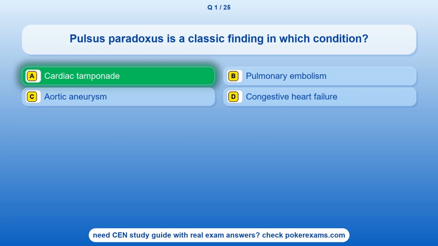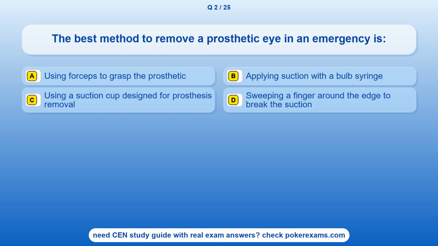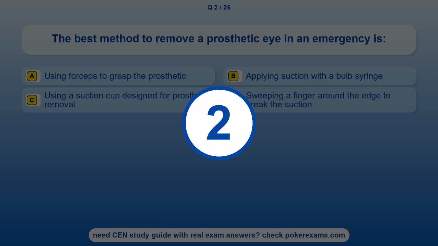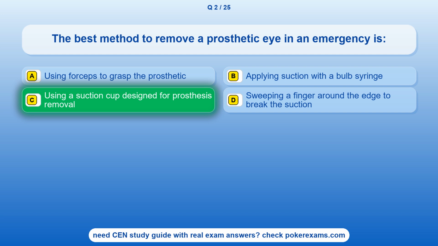Cardiac tamponade. Question 2. The best method to remove a prosthetic eye in an emergency is: Option A. Using forceps to grasp the prosthetic. Option B. Applying suction with a bulb syringe. Option C. Using a suction cup designed for prosthesis removal. Option D. Sweeping a finger around the edge to break the suction. The correct answer is option C. Using a suction cup designed for prosthesis removal.